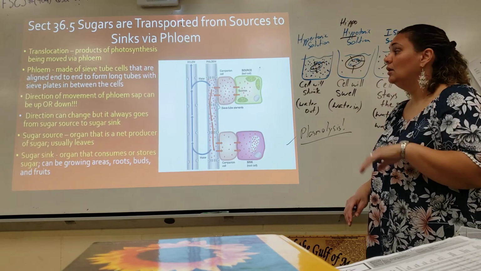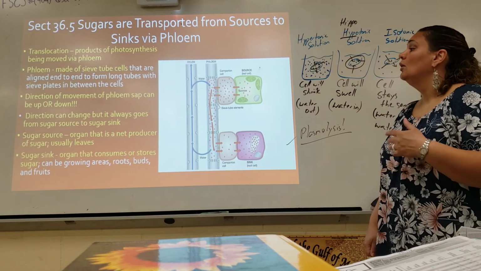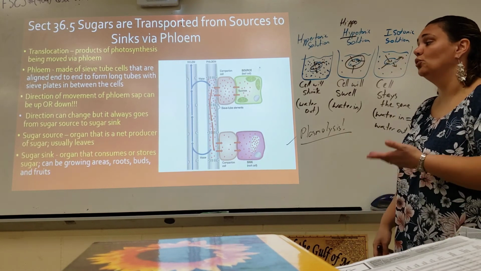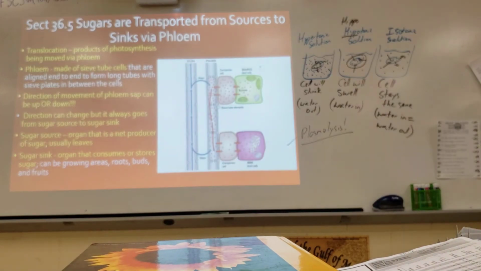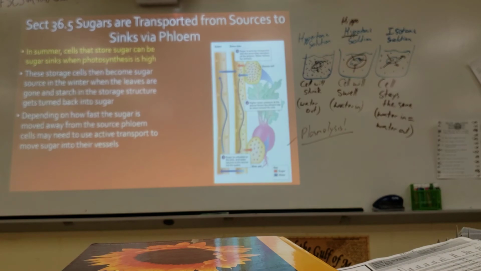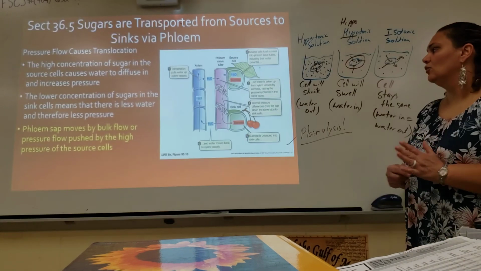Source to sink. All right? Sugar source, an organ that is a net producer, usually the leaves. The sugar sink, an organ that consumes or stores the sugar. The growing areas, roots, buds, and fruit. Don't forget your fruit. That's why fruit tastes so sweet. In the summer, the cells that store the sugar can be sugar sinks when photosynthesis is so high. Phloem sap moves by bulk flow or pressure flow, pushed by the high pressure of the source cells.